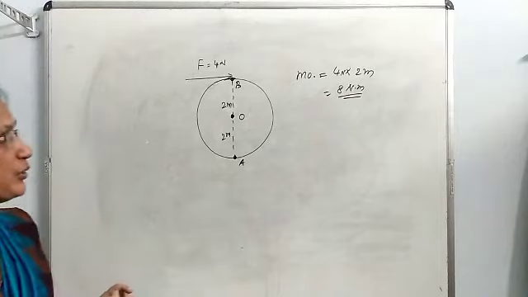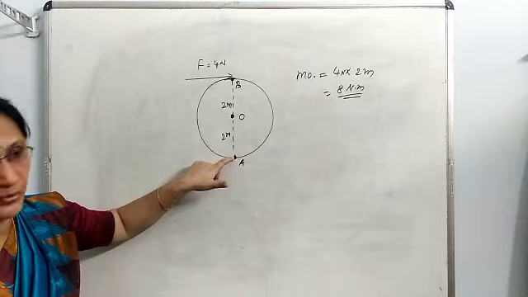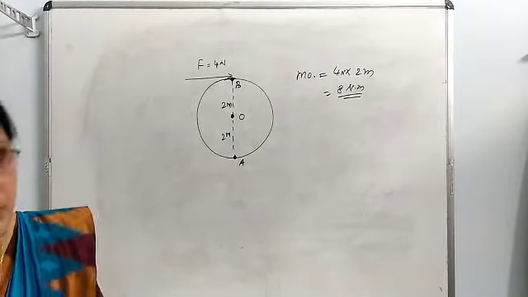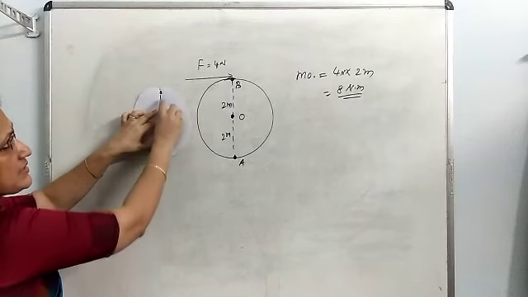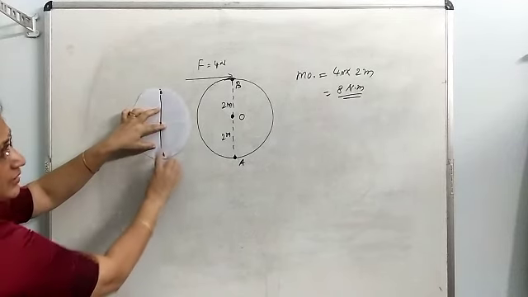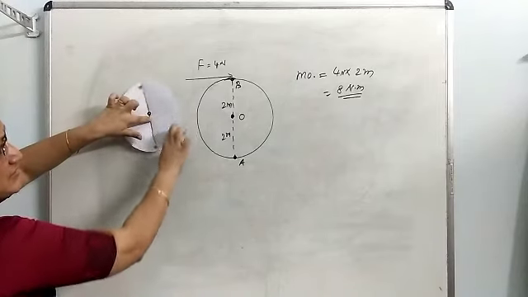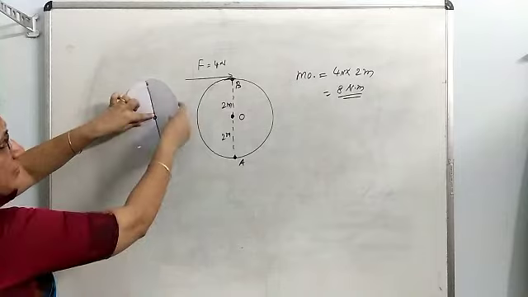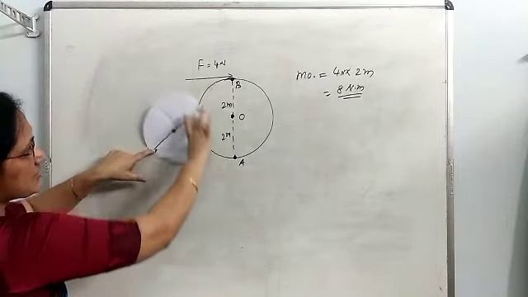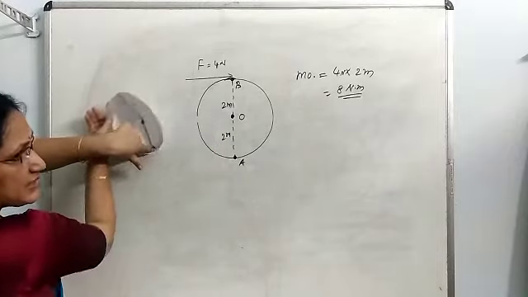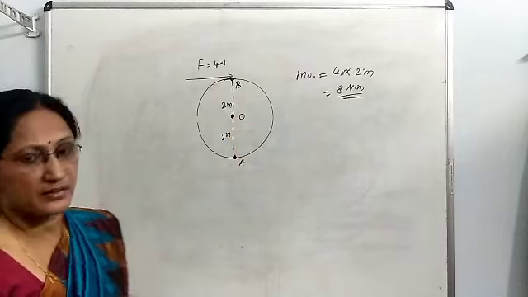Now the same question: find the moment about A. That means A must be taken as the turning point. What difference does it make? Suppose this is the circular disc, here is the point B and here is the point A, this is O. The disc turning around O means it turns like this. Then the disc turning around A means it turns like this. That means the way of rotation varies when you take O as the turning point and A as the turning point.